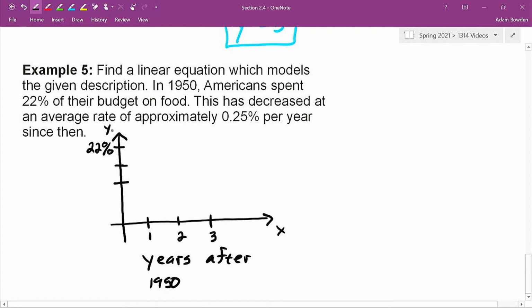One way we can visualize this is by plotting some of the values we have. For instance, in the first year it says it was 22% spent on food. And then every year after 1950 it declines by 0.25%. So 1 year after 1950, it would decline to 21.75%. 2 years, it would decline to 21.50%, and so forth. Every year declining by the same amount.